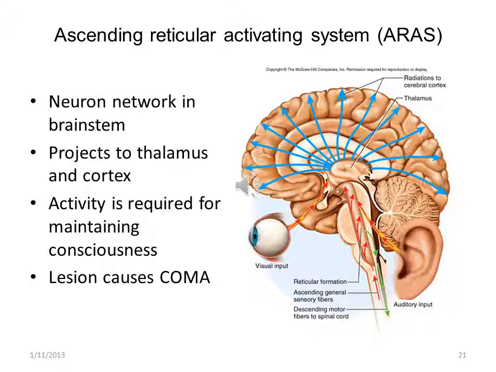The ARAS, or ascending reticular activating system, is another complex neuronal network that projects to the thalamus and cortex. You can see by the blue arrows that it's sending action potentials all over the cortex. An activity of the ARAS is required in order for us to maintain consciousness. If the ARAS is damaged in some way, we will have coma.